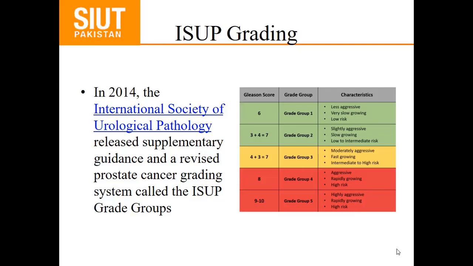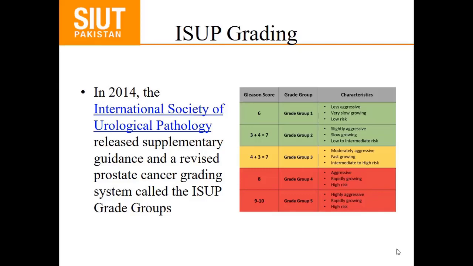In group 2, they put 3 plus 4, that is Gleason score 7. 3 is a lower grade disease than 4. The most common pattern in this group is 3 and the second most common is 4. 3 plus 4 is 7. Slightly aggressive but slow growing, low to intermediate risk in this group.